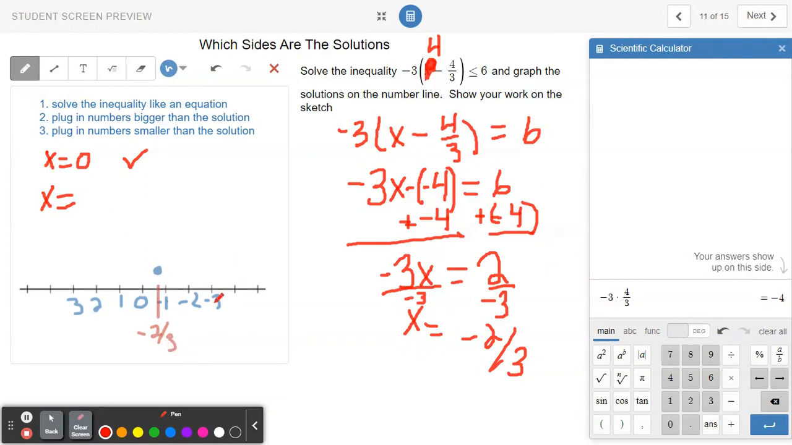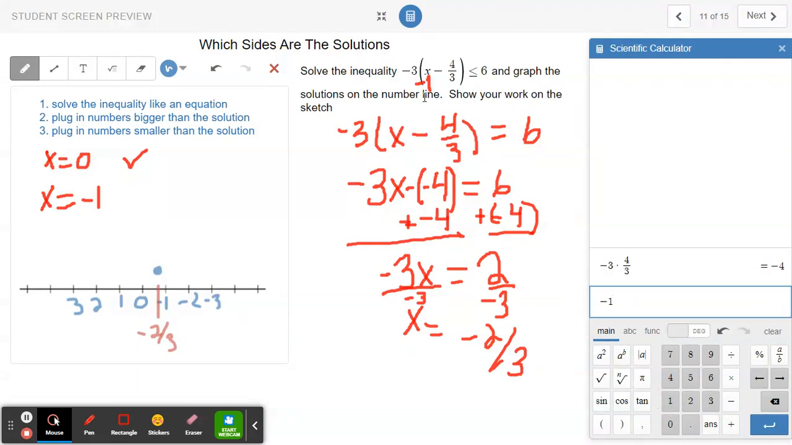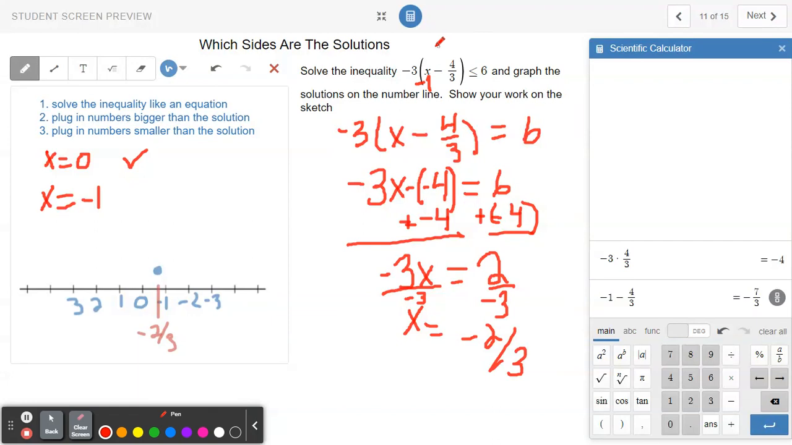It could be anything. Let's just try -1. So up here, we're going to put -1 in for x and see what happens. If x is -1, then we end up having -1 minus 4/3, which is negative 7/3. So that means what's in here is negative 7/3.